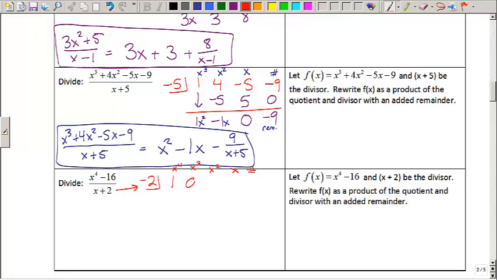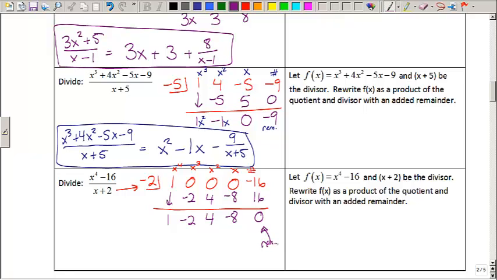Well, I have no x cubed, so I put a 0. I have no x squared, so I put a 0. I have no x's, I put a 0. But I do have a constant. My constant, or number, is negative 16. Now I can bring down the 1 and multiply and add. 1 times negative 2 is negative 2, add down. Negative 2 times negative 2 is 4, add down. 4 times negative 2 is negative 8, add down. Negative 2 times negative 8 is positive 16, add down. And we have a 0 remainder.